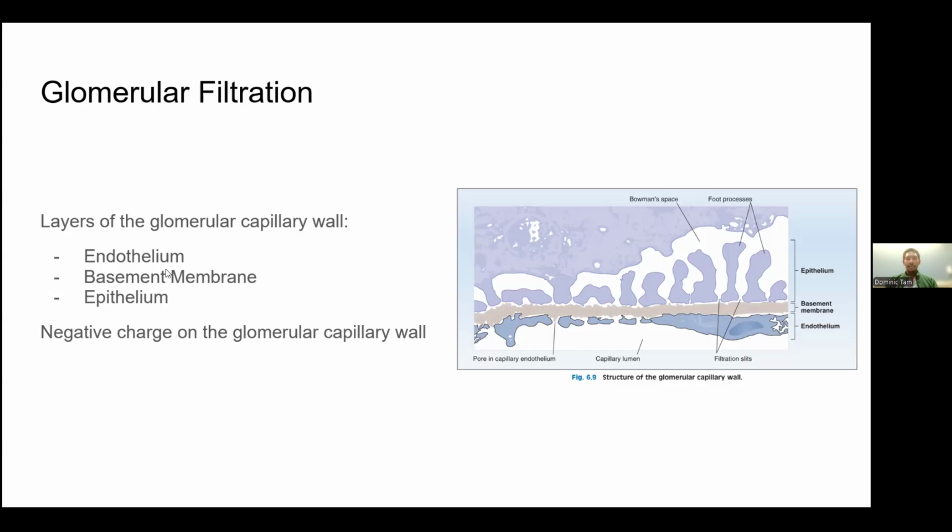So therefore, how is that important? For small solutes like sodium, potassium, chloride, and bicarb, the effective charge on the filtration of these solutes is not that important. However, for larger molecules like plasma proteins, the charge is going to affect filtration.